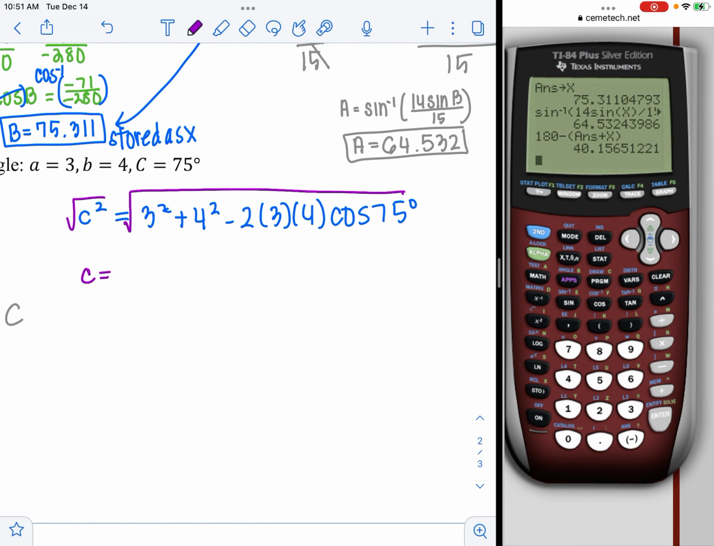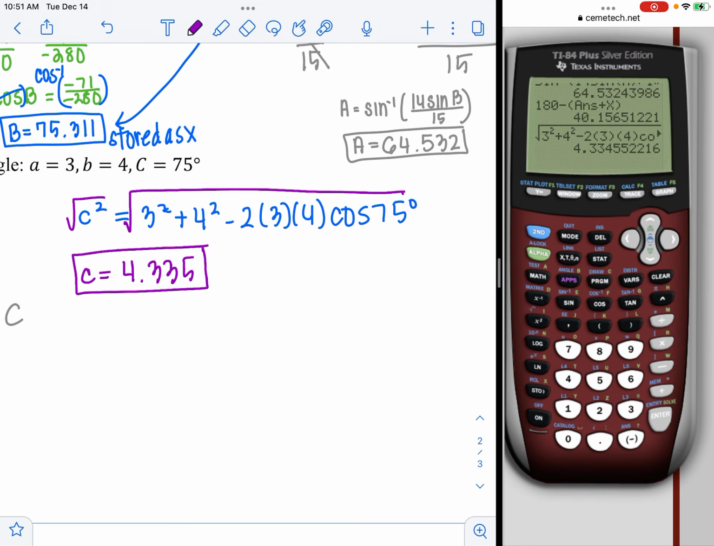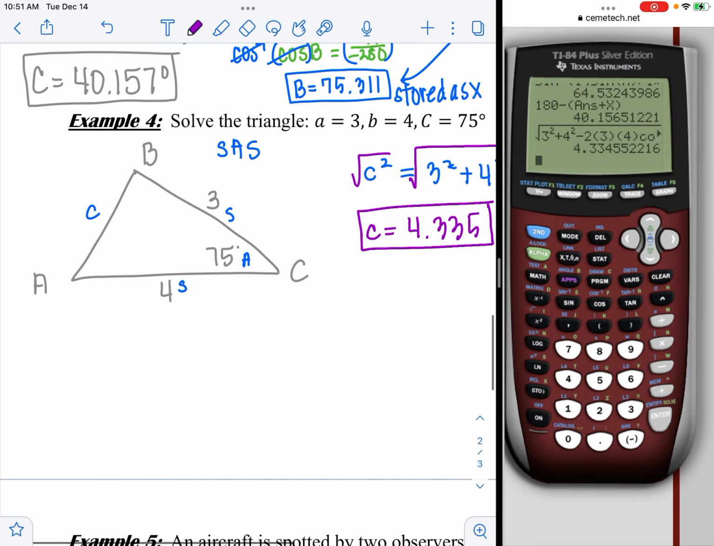And now I'm just going to type that in my calculator. Be very careful. Type the square root first. And then I'm going to do 3 squared plus 4 squared minus 2 parentheses 3, close it, open a new one, 4, close it. Cosine of 75, close the parentheses on the 75, hit enter. C is 4.335. My first side is solved, 4.335.